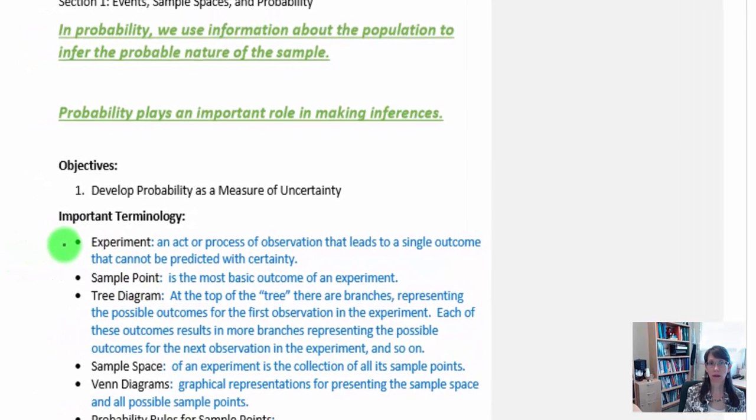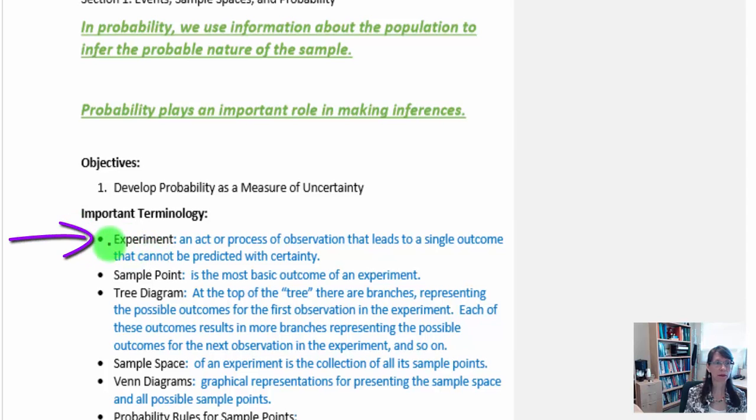make these inferences. Our first term is an experiment. An experiment is the process of observation that leads to a single outcome that cannot be predicted with certainty. The sample point is the most basic outcome of an experiment. Sometimes the sample point is called the sample space or simply the outcome.